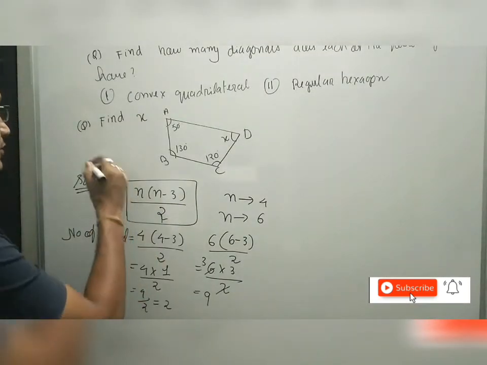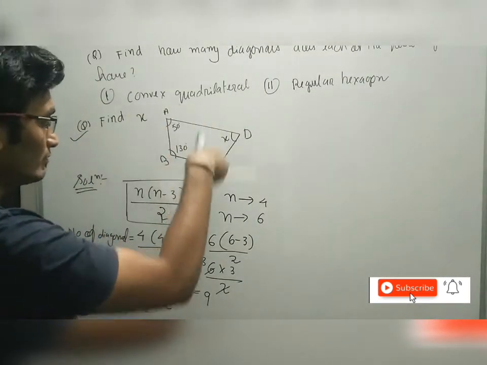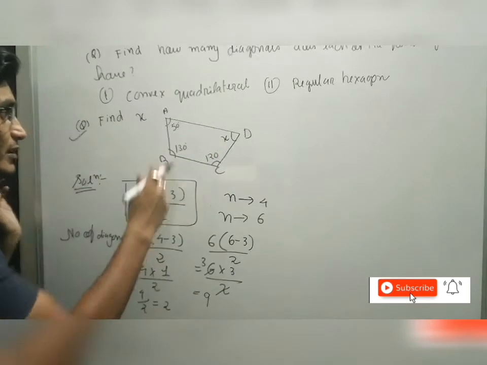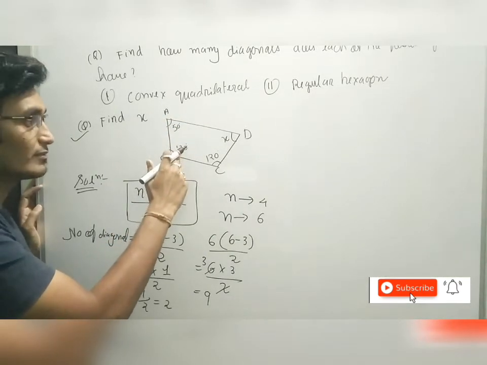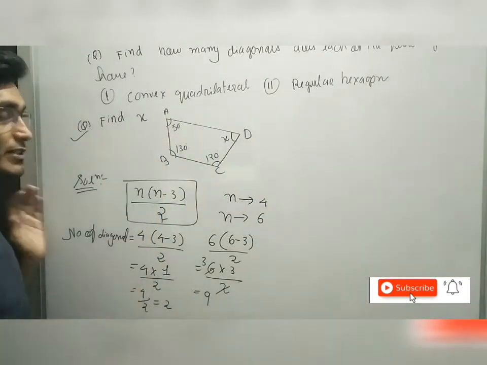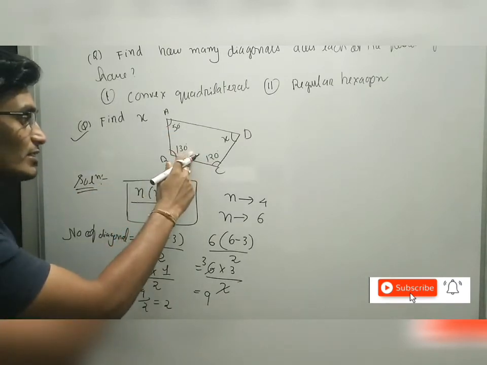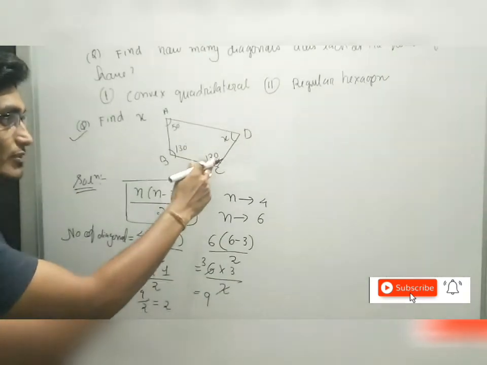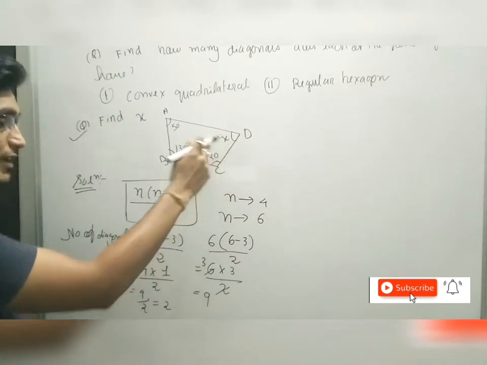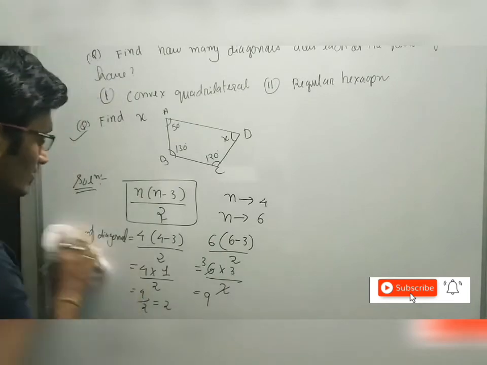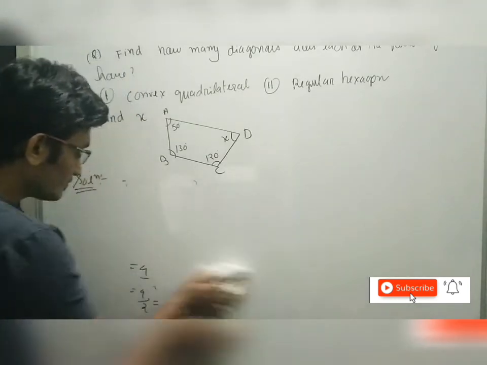Let's move to the second question. Here once again this is a quadrilateral, and in this quadrilateral there are 4 angles A, B, C, D. Out of these 4 angles, 3 angles are given: 50 degrees, 130 degrees and 120 degrees. We have to find the value of x. In this type of question, 3 angles are given and we have to find the remaining angle. So what is the technique?